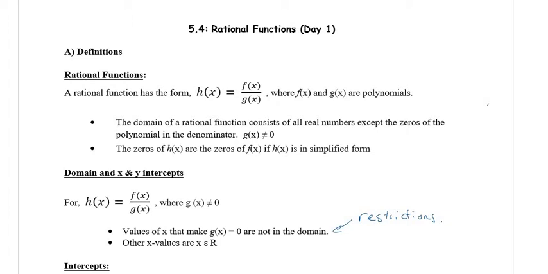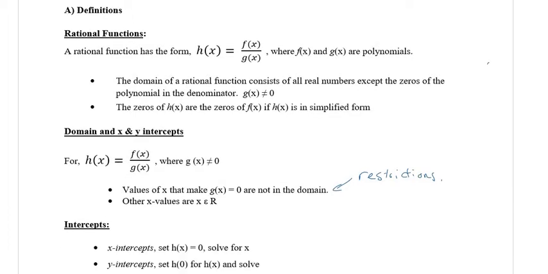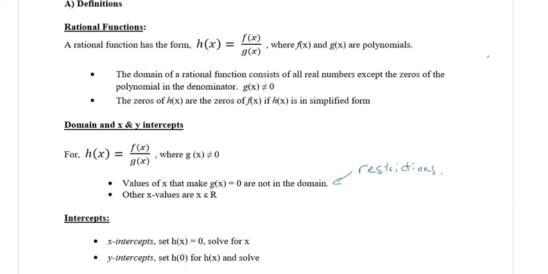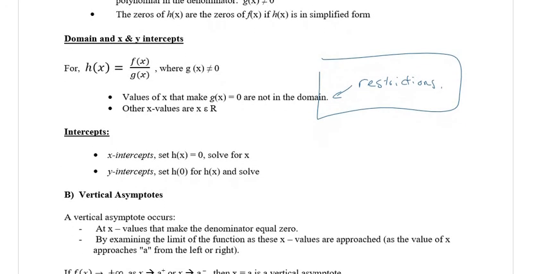Hopefully at this point, you're aware that a rational function is a fraction that is formed by two different polynomials, f of x over g of x, where g of x cannot be equal to 0. So to find a few of these features, the first thing you should know is that if you can find some value of x that makes g of x equal to 0, then that is a restriction in your domain.